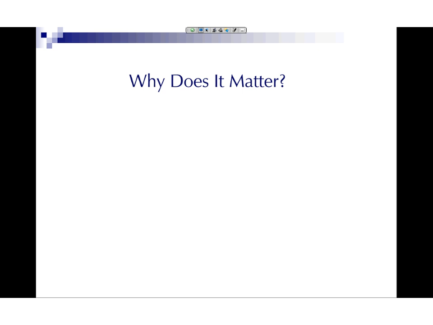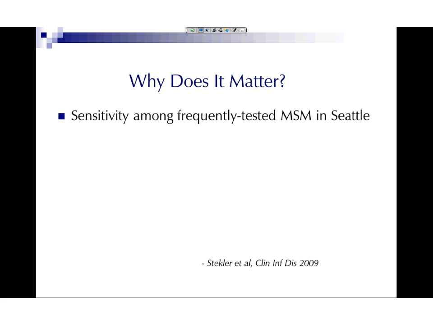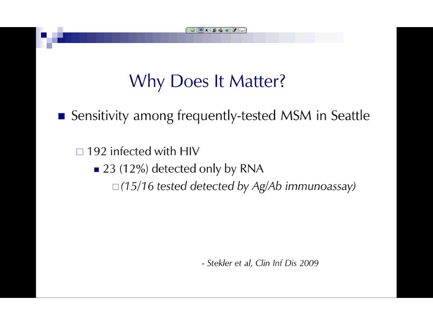The big question, of course, is why this all matters, and it matters in particular for high incidence populations. This study was done among frequently tested MSM in Seattle by Joanne Stekler, where they ran a variety of different tests on the same people. And they also did pooled RNA screening to find everyone who was infected. So out of 192 men who were infected with HIV, 23, or 12%, were detected only by RNA. In a subset of those, 16 were tested by the fourth generation antigen-antibody assay, and 15 out of those 16 were picked up. So as you see, this fourth generation test picks up most of the infections in people who have RNA present before antibody develops.